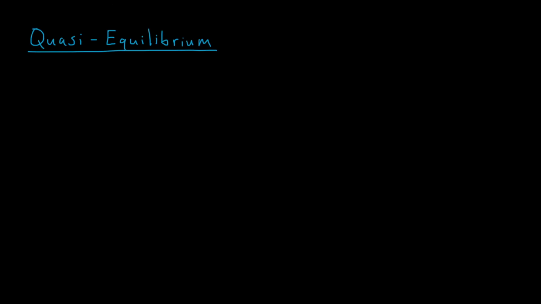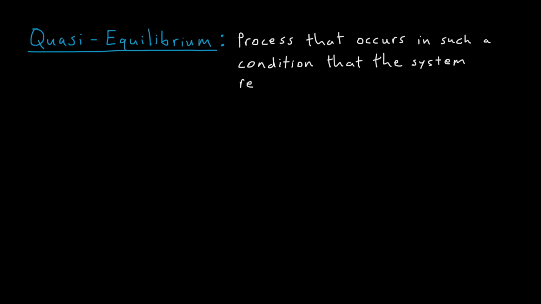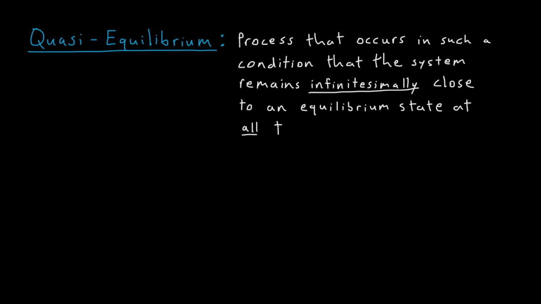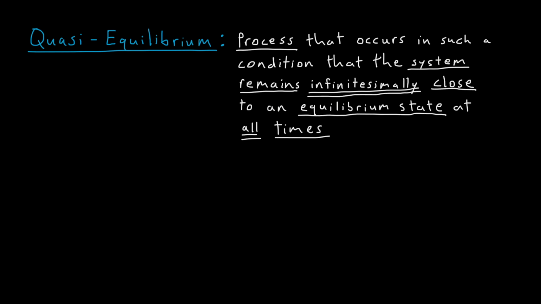Now we'll go ahead and focus on a specific type of process known as quasi-equilibrium or a quasi-static process. Fundamentally, this is a process that occurs in such a condition that the system remains infinitesimally close to an equilibrium state at all times.